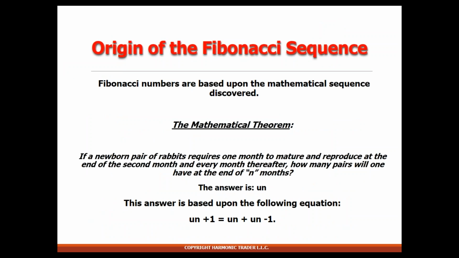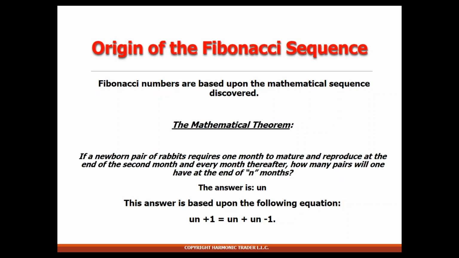In the book, he proposed this Fibonacci sequence. And his Fibonacci numbers, what he was proposing, was just a simple mathematical theorem about rabbits. And the rabbits are really just a metaphor for any growth cycle that could continually grow after a certain number of months. And he came up with the following equation of saying, okay, if we have a newborn pair of rabbits, requires 1 month to mature, reproduce at the end of the second month, and every month thereafter, how many pairs will we have at the end of n number of months?